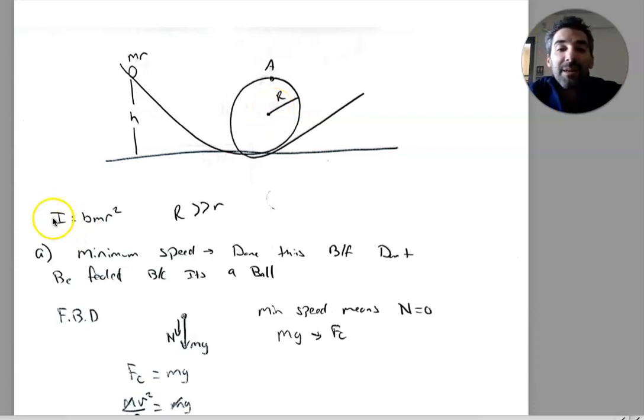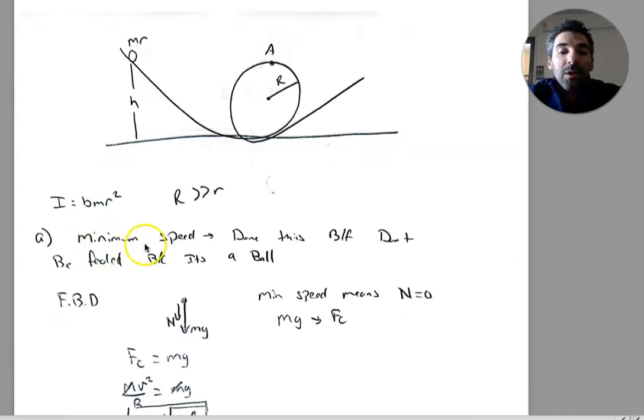So they gave us a moment of inertia. They didn't give us one of the little ball here, and they didn't give us a number. They gave us some equation: B is some constant, mr squared. And our first question was, what is the minimum speed that this ball needs to have in order to get just across or just over the loop?